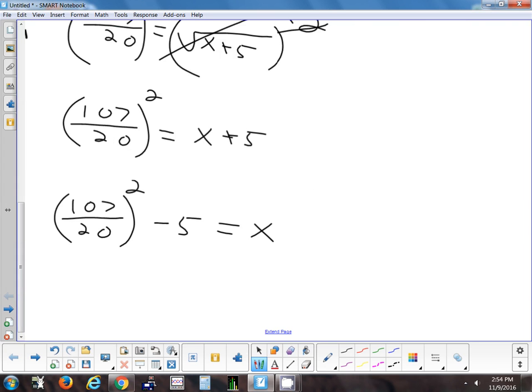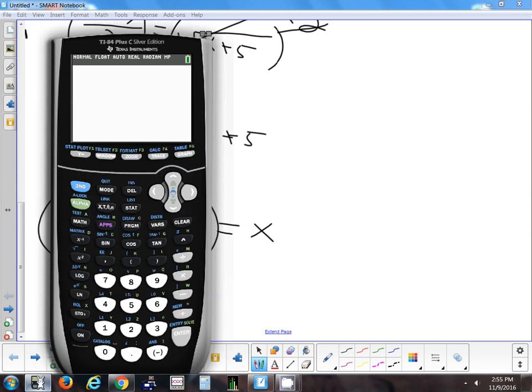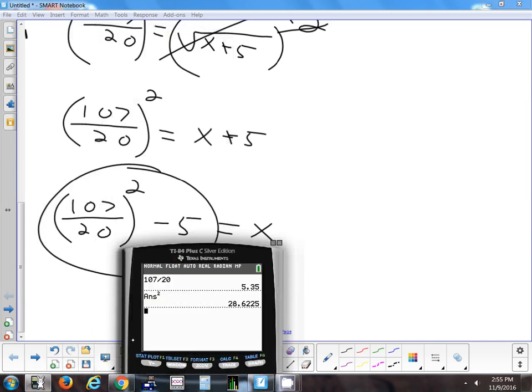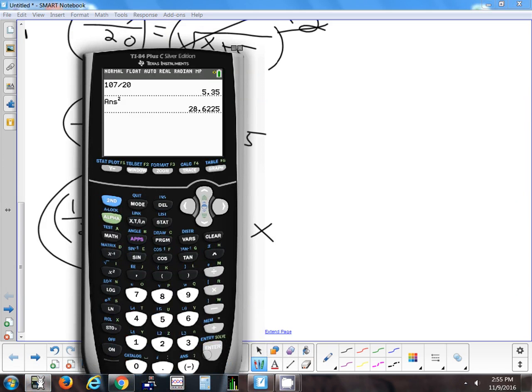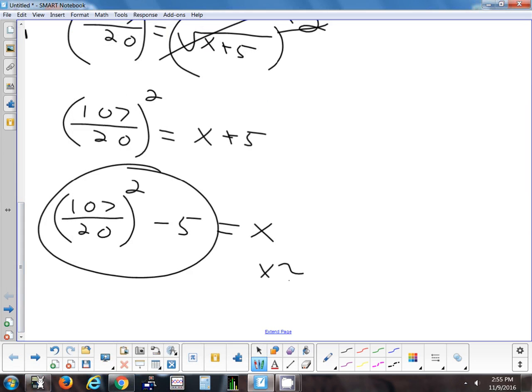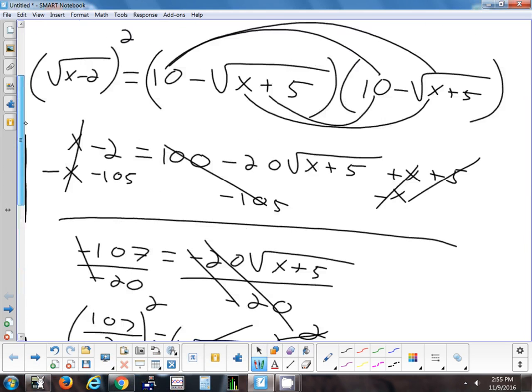Which again, usually on the test the answer comes up nice, but I knew because I made this up, it wouldn't. Let's find what that is as a decimal, roughly, and check it. So we got 107 divided by 20, and we're going to square it, and then minus 5. So the answer is about 23.62. Let me check and see if it works.